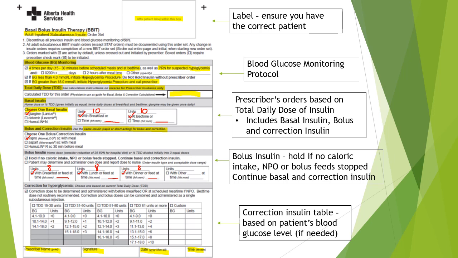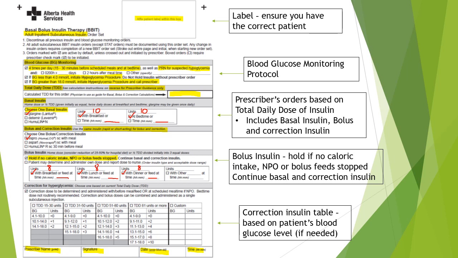The other piece to highlight with the bolus insulin column in the box that we're currently in is it actually specifies hold if no caloric intake, if the patient's NPO or the bolus feeds are stopped. That means that if the patient isn't eating, the patient doesn't have any caloric intake, we're not going to give any bolus insulin.